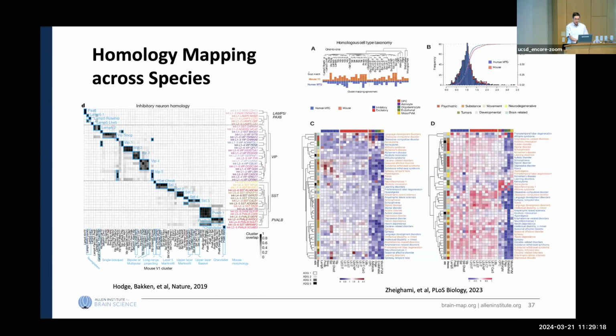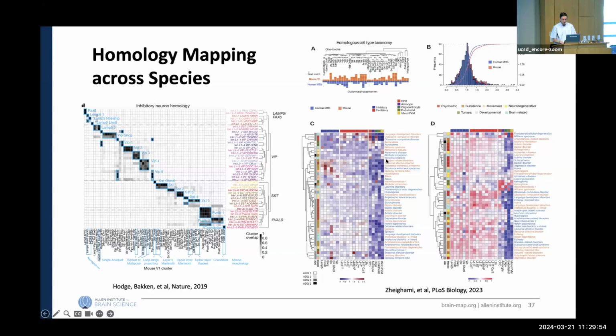Here's a paper that we published with a guy who came and visited me from Montreal. This was a study of disease risk genes between mouse and human. What we did was align these taxonomies between mouse and human. We had clustered the human, clustered the mouse, and did this alignment procedure. Here we saw how the cell types map between the two, a kind of confusion matrix. If it's along the diagonal, things are going pretty well.